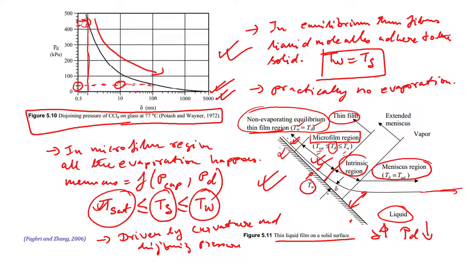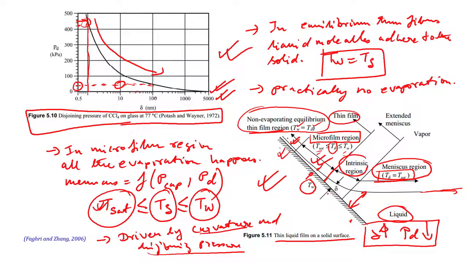Here the flow is driven by both capillary as well as the disjoining pressure, that is, by the curvature as well as by the disjoining pressure. Then there is a transition region, and then a thick film region, which is the meniscus region, where the temperature of the film is the same as the saturation temperature. Because of the large thickness of the film, the disjoining pressure does not play much of a role.